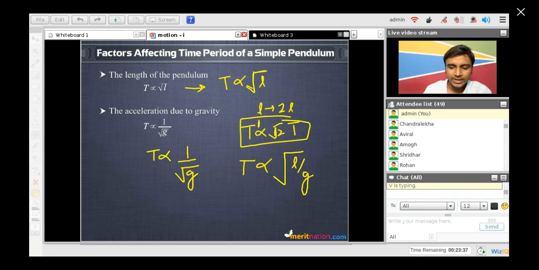I am telling you, don't get into the details of the history, civics, geography of this formula. This you will prove in the higher classes. Just for your knowledge, I am telling you the formula right now.